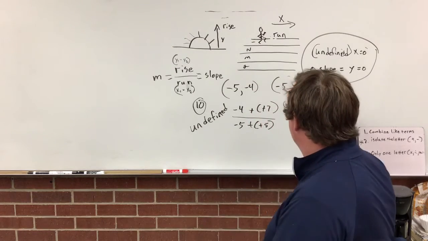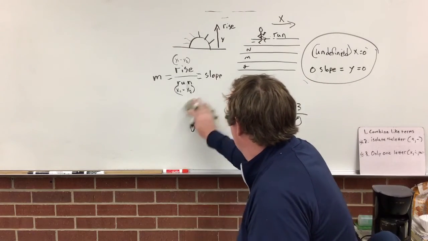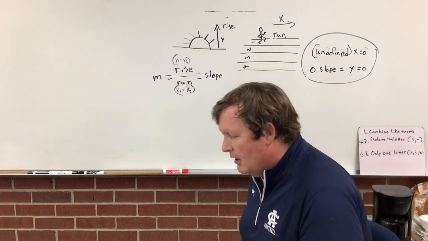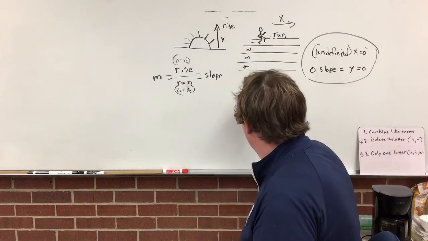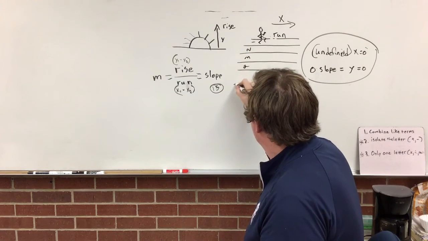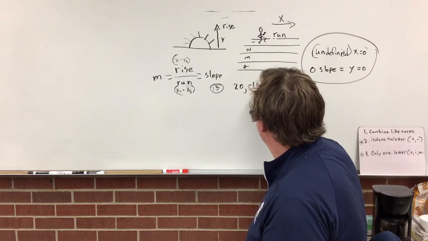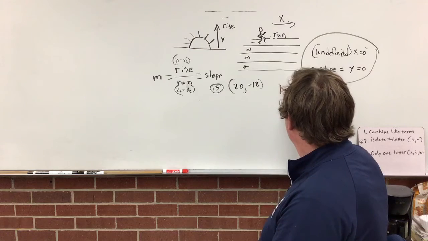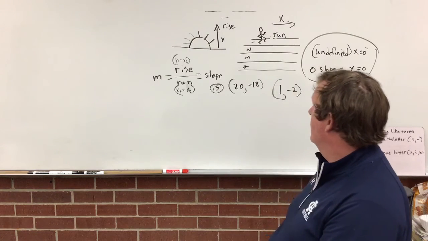Let's do one more problem, just so that we make sure we got it. So that was number 10. It was undefined. Let's do number 15 to finish up. 15. 20, comma, -18 for our first ordered pair. 1, comma, -2 for our second ordered pair.